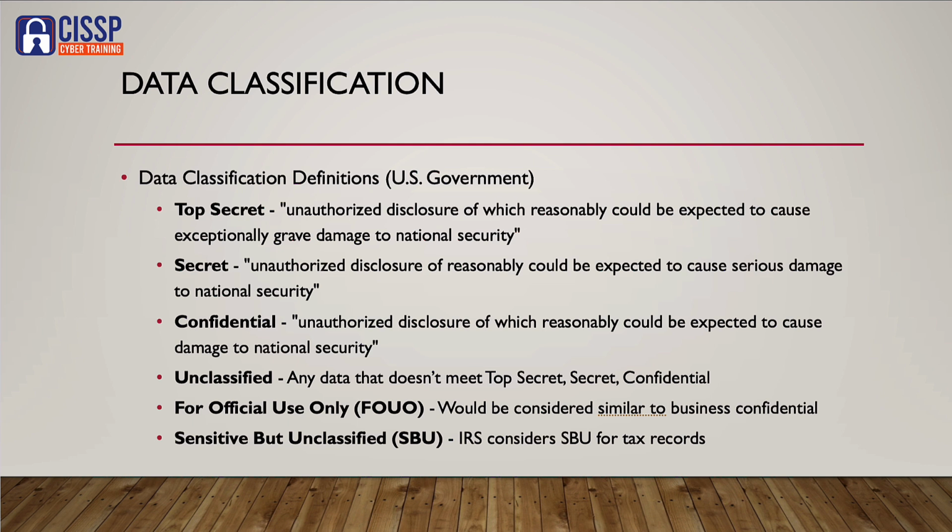Now, you will see two other types, and those are FOUO and SBU. FOUO is considered for official use only, and SBU is considered sensitive but unclassified. Sensitive but unclassified would be considered with the IRS, and it would be like your tax records, which have a lot of sensitive information on them. Obviously, social security numbers, date of birth, location, I should say your address, all those things that could be used to mimic you and basically do identity theft.